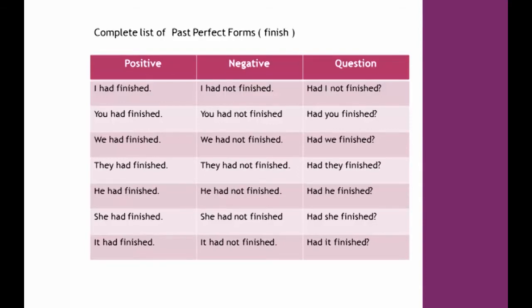Third person singular: he, she, it. The positive: he, she, it had finished. In the negative form: he, she, it had not finished. And in the question form: had he, she, it finished? Remember, in the question form of the past perfect tense, had comes first before the subject. So you see, in the first person, had comes first before I, and then you. Okay, you can see it on the table.